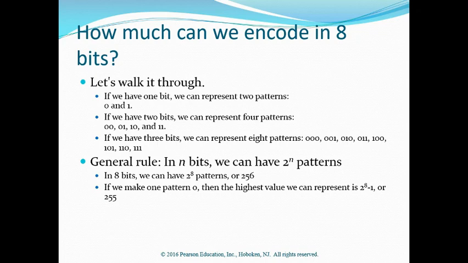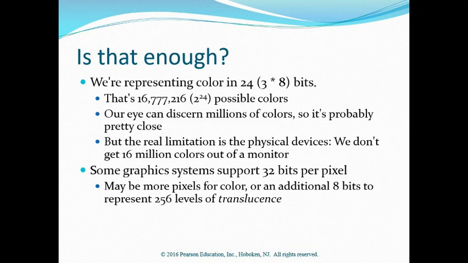So in 8 bits, we have 2 to the 8th patterns, or 256 different patterns. And if we make one pattern 0, then the highest value we can represent is 2 to the 8th minus 1, or 255. So is that enough? We're representing color in 24 bits, 3 times 8 bits. That's 16,777,216, or 2 to the 24th possible colors.